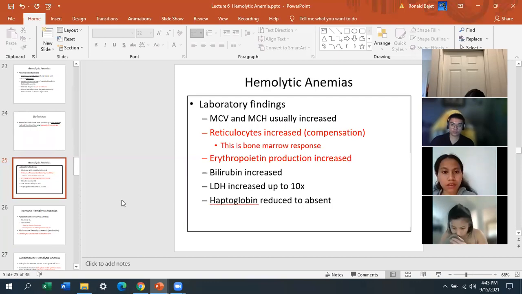In hemolytic anemias, MCV and MCH are usually increased, and reticulocytes are increased to compensate for the red blood cell loss. This is the bone marrow response, an increase in RBC activity, and you'll see more reticulocytes or more polychromasia on the peripheral blood. Erythropoietin production is also increased. Also, bilirubin is increased, and LDH is increased up to 10 times, because LDH is an enzyme found within the cell. If you have hemolysis, your LDH will be increased. And then haptoglobin is reduced or absent. I'll leave those last 3 tests to your chemistry class.